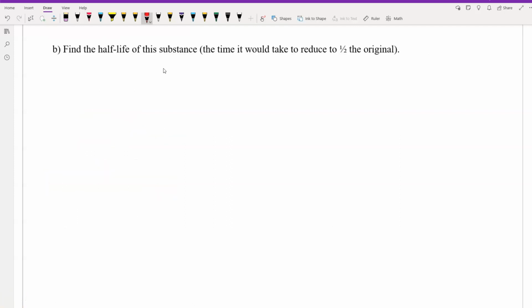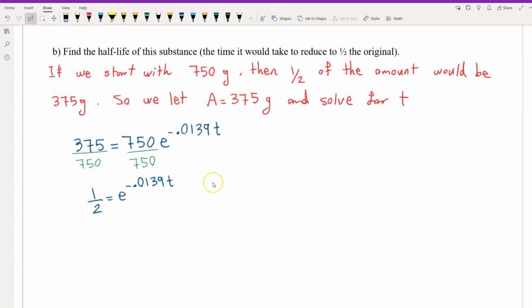Part B, find the half-life of this substance. So if we start with 750 grams, half of that number is 375. So A is equal to 375 grams, and then solve for t. So here we have 375 equal to 750 times e to the power of negative 0.0139 times t. Solving for t, we have to divide both sides by 750. So here we have 1 over 2 is equal to e to the power of negative 0.0139 times t, and then use natural log on both sides.